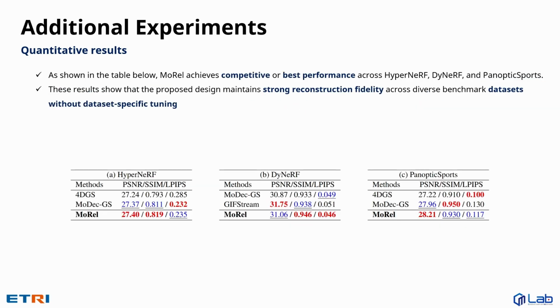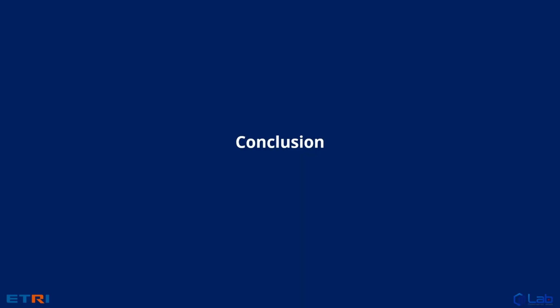In addition, we evaluate generalization on HyperNeRF, Dynamic NeRF, and Panoptic Sports. MoRel achieves competitive or the best performance on these benchmarks. This shows that our design maintains high reconstruction fidelity across diverse datasets even without dataset-specific tuning.